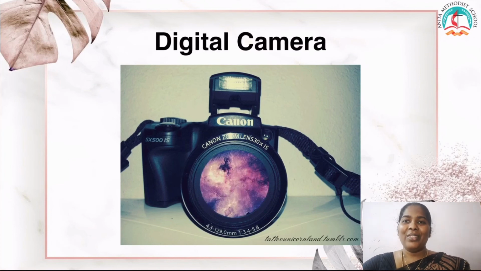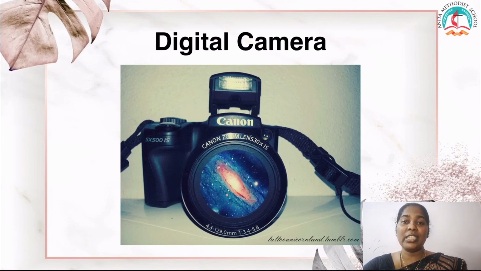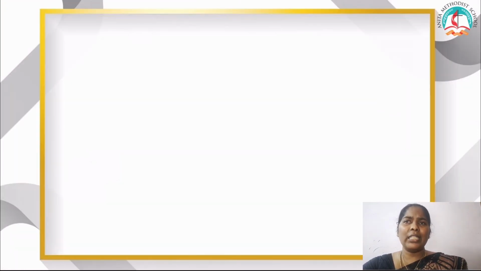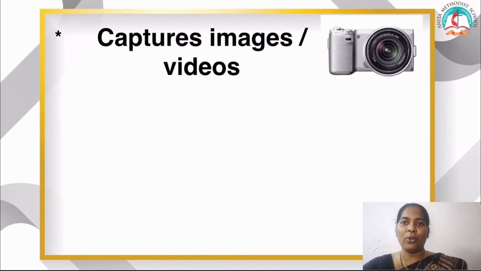The next input device is a digital camera. So I think everybody knows what a digital camera is. Yes, in all birthday parties, in your home functions or in marriages, they are using digital cameras. How does the digital camera work? It captures images or videos. Many people like to take photos in a park or any place, they can go and take the images. So it captures the images as data and sends the data to the computer.